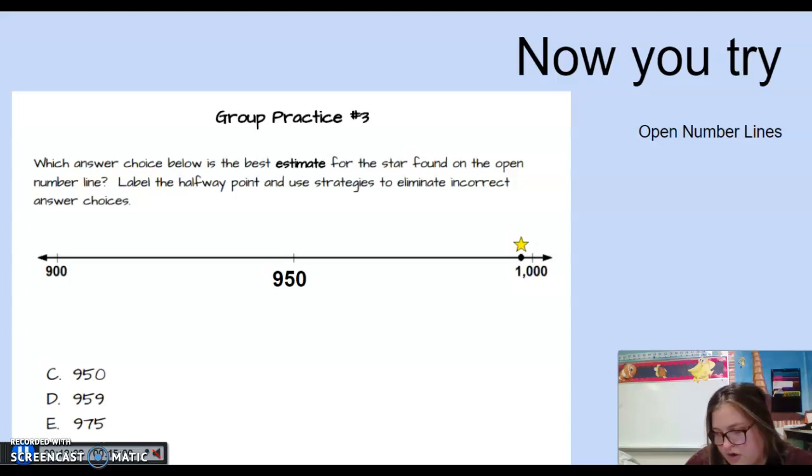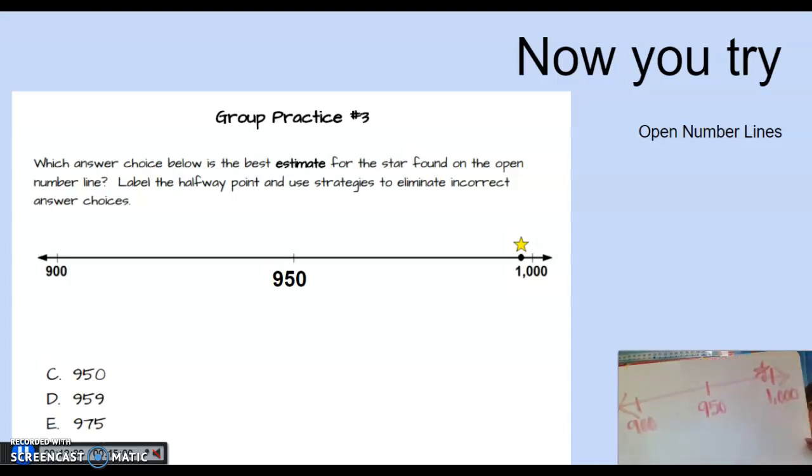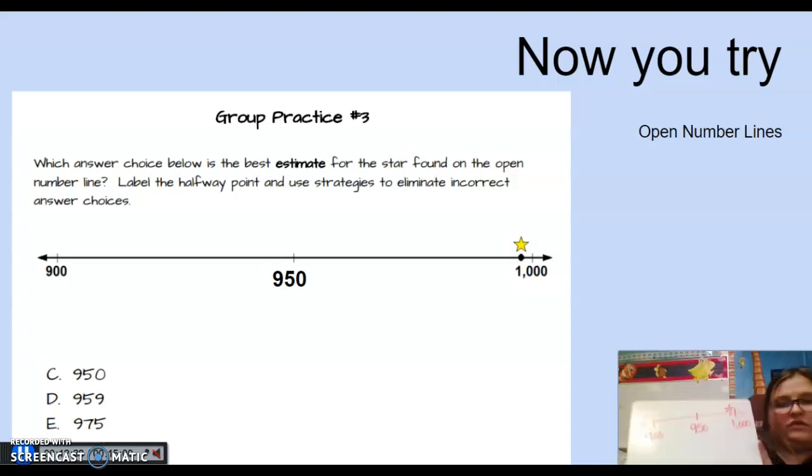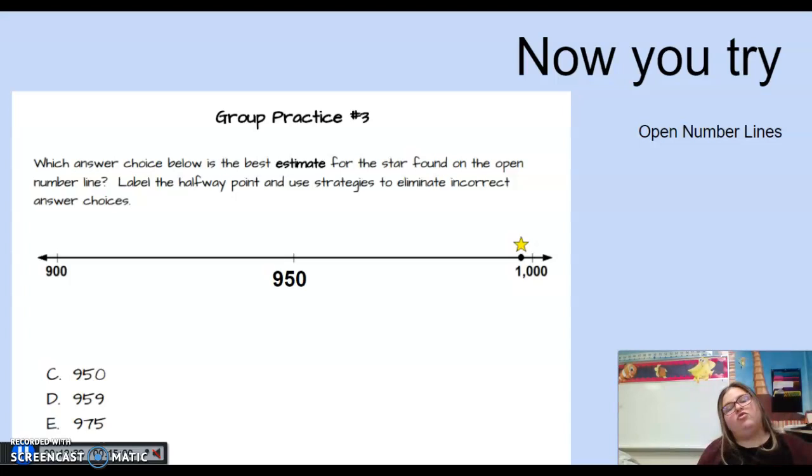Okay, so make sure you mark that on your number line. And then right in the middle we have 950. So make sure you mark that. Okay? So it should look similar to this right here. Now go through these answer choices and see if you can figure out which one is correct. Pause the video and join us after you're done.